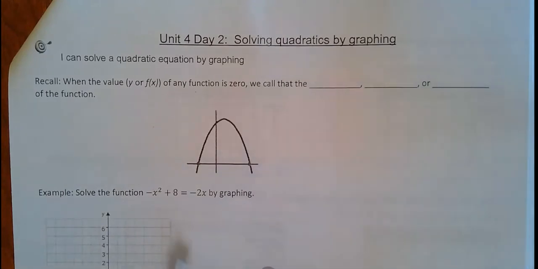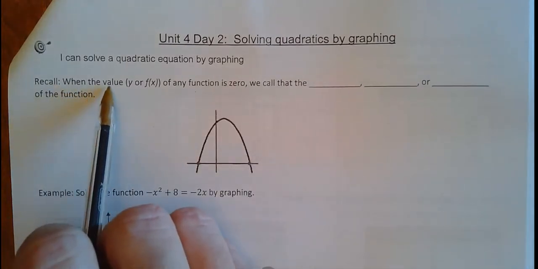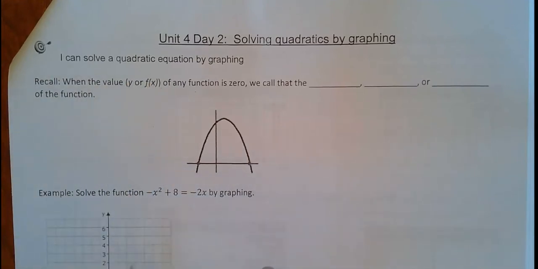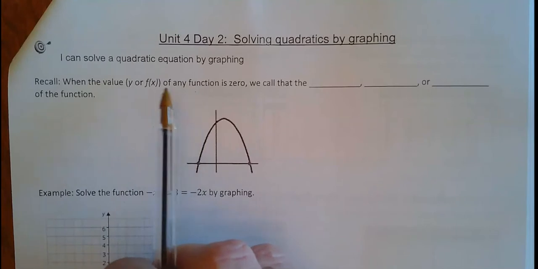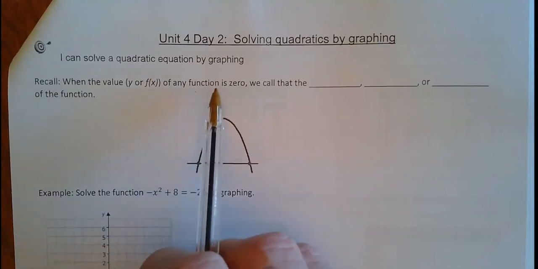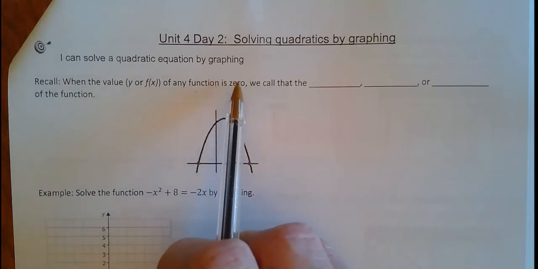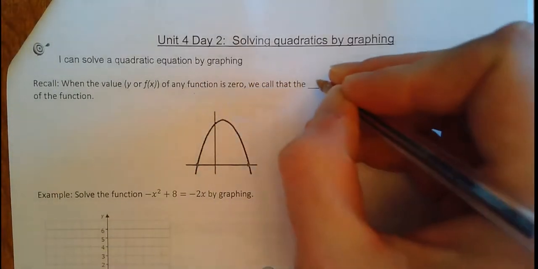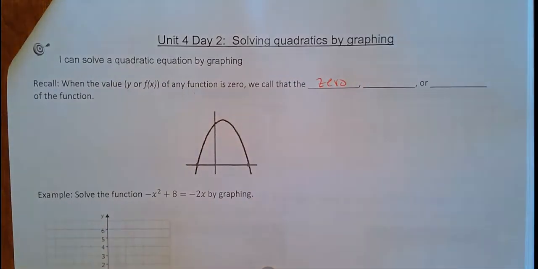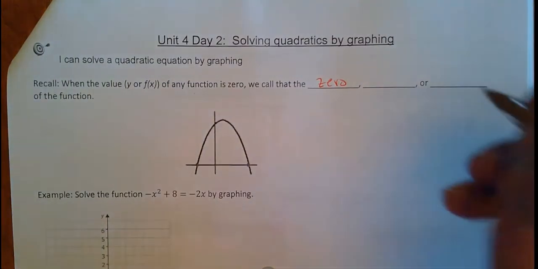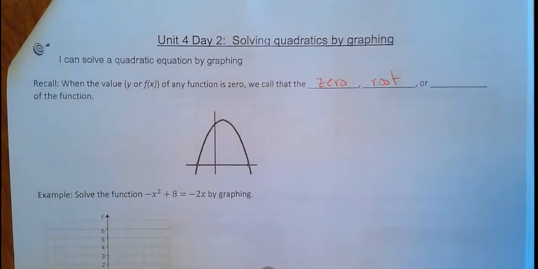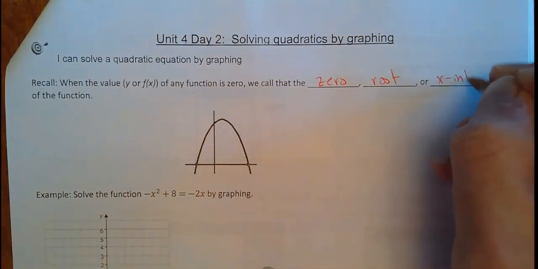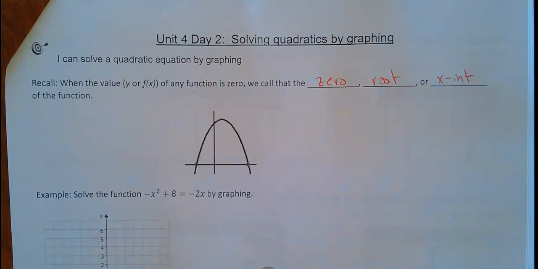Just recall here that when the value, and when we say value, we mean y or f of x, whichever one those are. So when y or f of x of any function is 0, so when the actual value is 0, there are three names for it. We can call it the zero because the value is 0, that makes sense. We can also call that a root, and we also call that the x-intercept. So there are three ways to name the same thing.